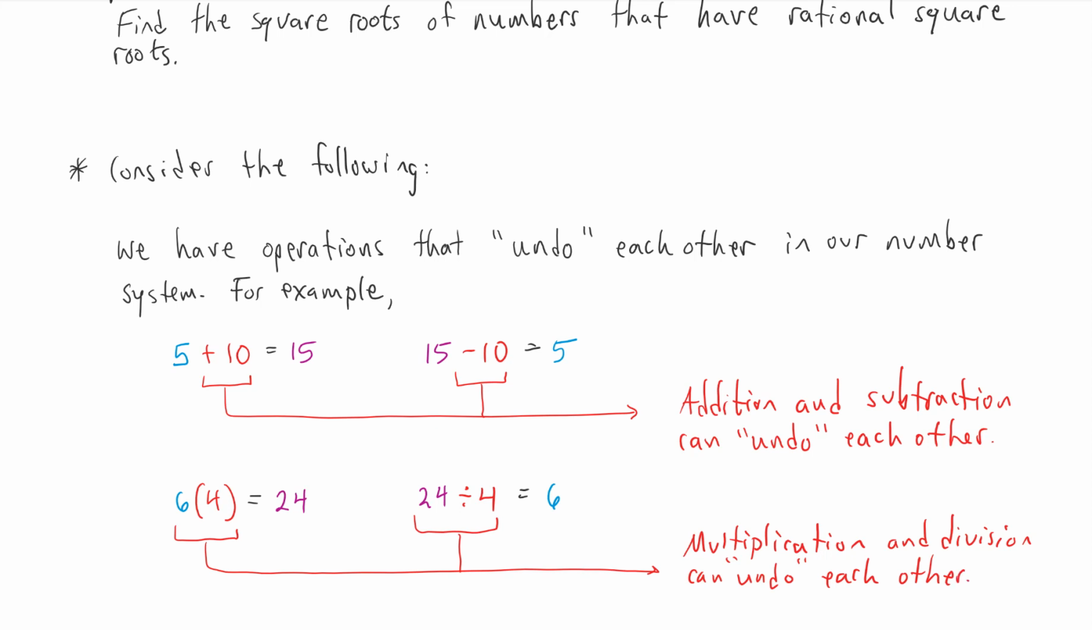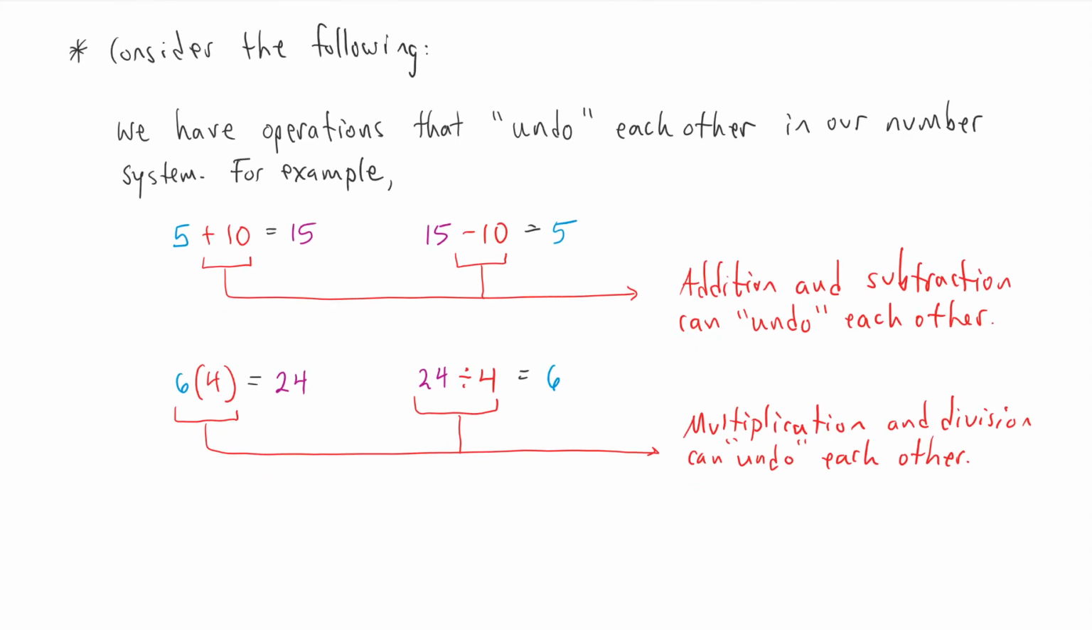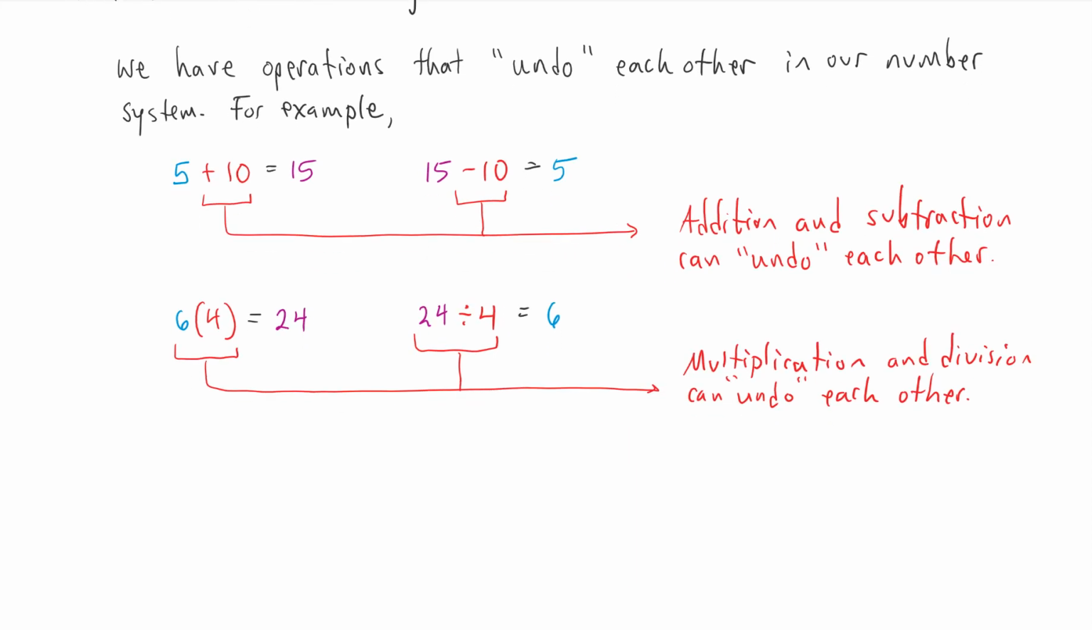And again, you're going to take a lot closer look at this idea in later courses. But for now, let's just think about the fact that you can add and subtract, and they can undo each other. Multiplication and division can undo each other. Well, one of the things we've discussed recently is exponents and what an exponent means and how to work with exponents. So the question we want to ask ourselves is, what would undo an exponent?